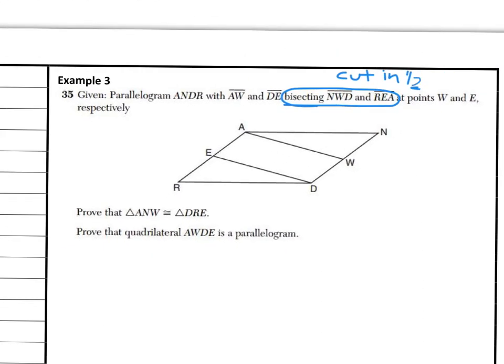Cut in half. Then we can try to prove that these two triangles, first off, I'm going to highlight them in yellow. ANW and DRE. So we actually have two proof statements here. Prove that the triangles are congruent, and then secondly, prove that the quadrilateral stuck in the middle, which I'm going to highlight in green, is a parallelogram.